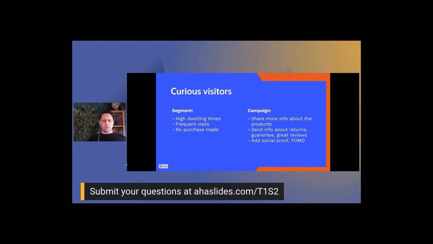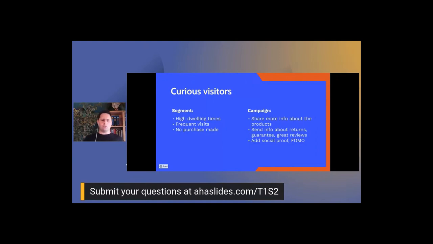Okay, curious visitors. Who are the curious visitors? So those are the people who have not made any purchase yet. And you can target them with more information. So they are the ones who are looking at the website. Maybe they have high dwelling times. And this is, again, something you can filter for in Mautic, because it's possible to record the time spent in filters. So you can create segments based on that.